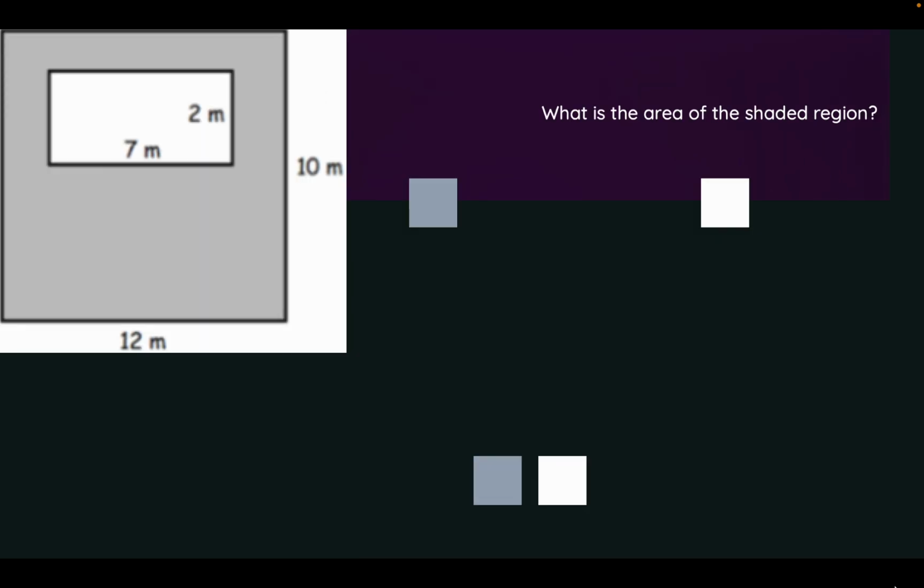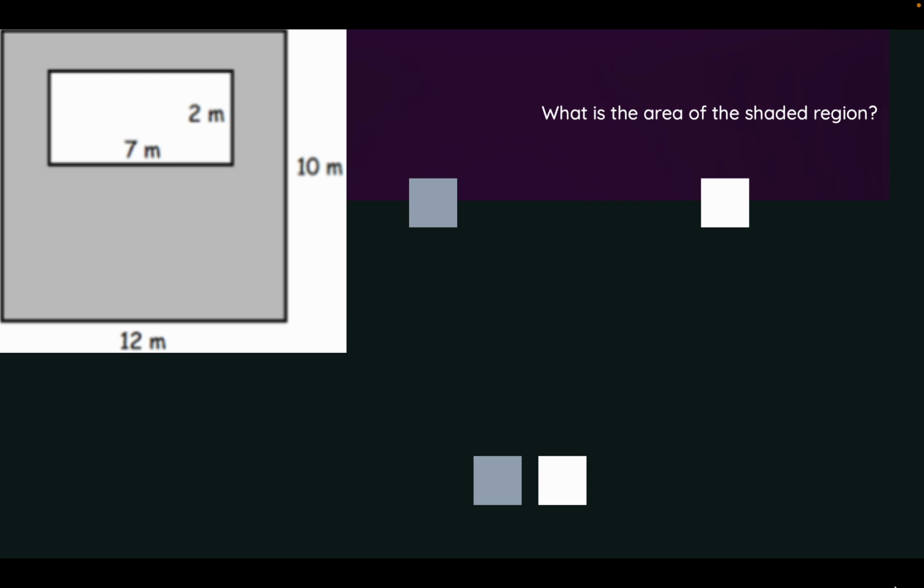All right, this next shape, I want you to draw it on your paper as well. You will notice that it is a rectangle that is shaded. That is a 12 by 10 rectangle. And inside that shaded rectangle is a 7 by 2 rectangle that has been cut out. Right now, I need you to pause the video, draw the shape, and then find the area of the shaded region only. Think about it.